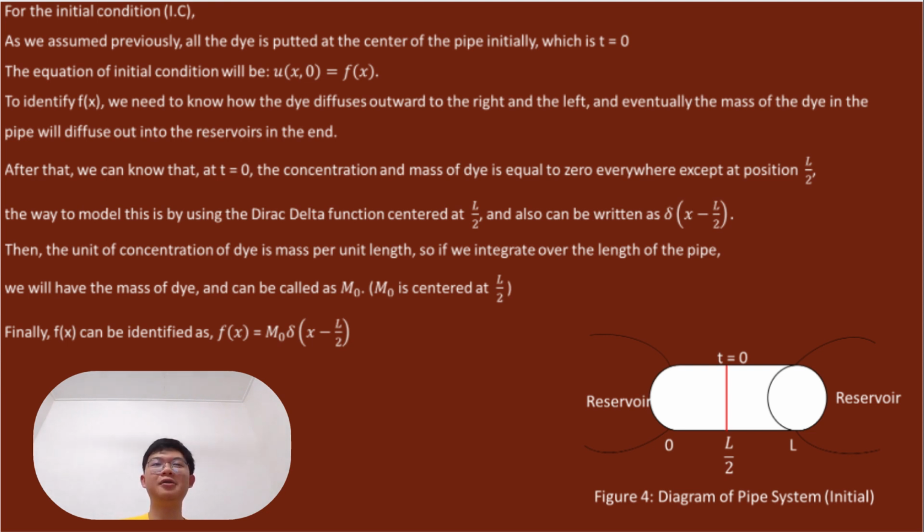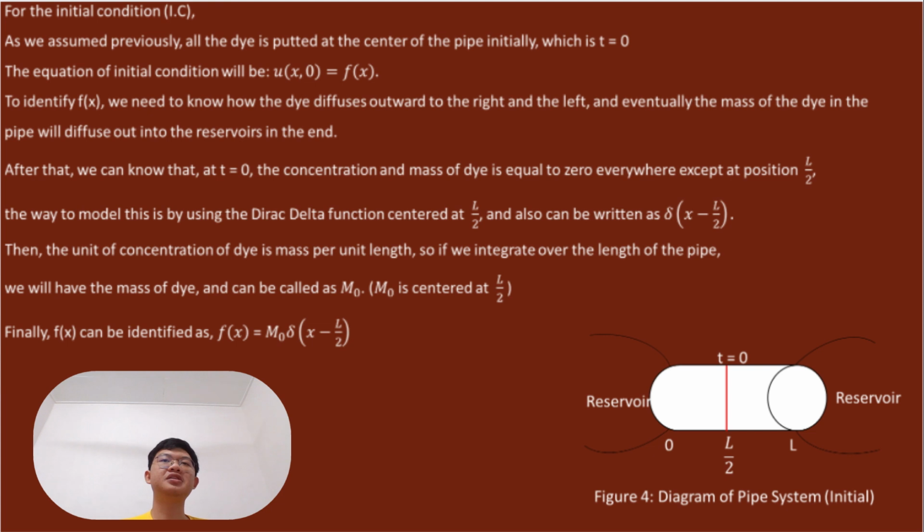At one end of the pipe will be 0 and at the other end of the pipe will be L, as shown in figure 3 below. Since there is no concentration of dye at the end of the pipe because there is a large reservoir connected to it, we get the boundary conditions: u at x equals 0 for all time equals 0, and also u at x equals L for all time will also become 0.